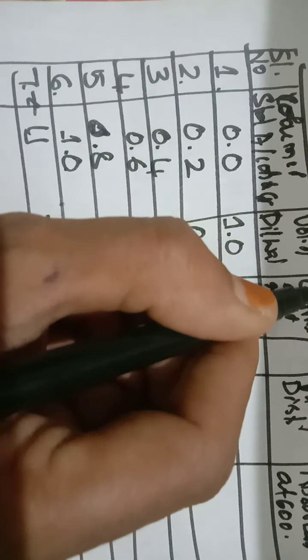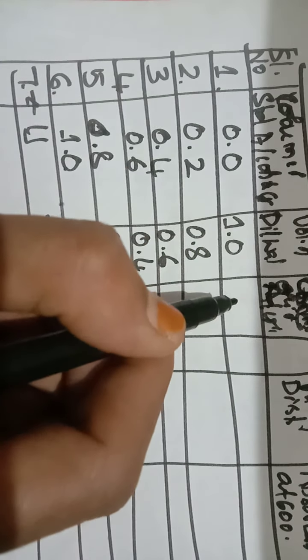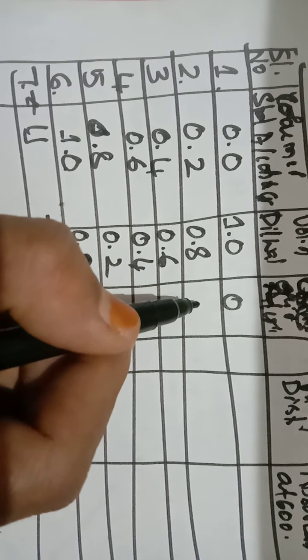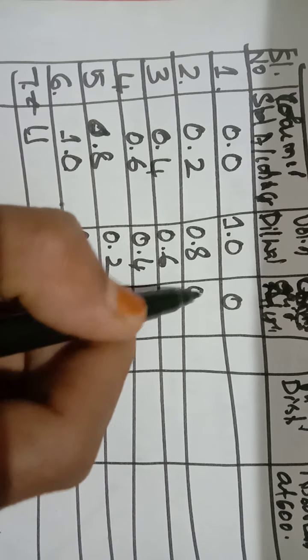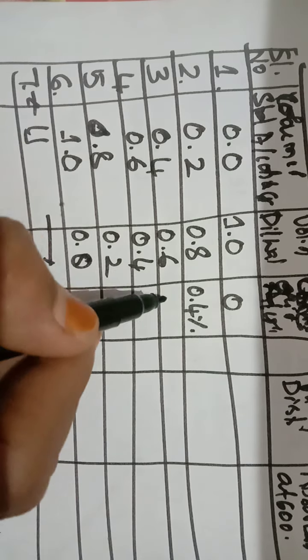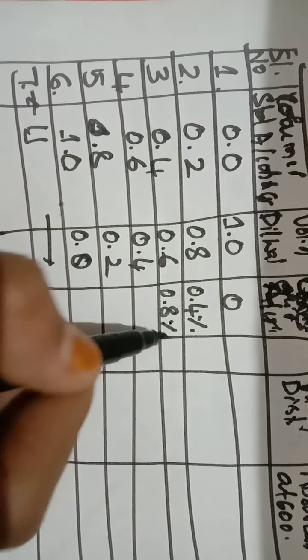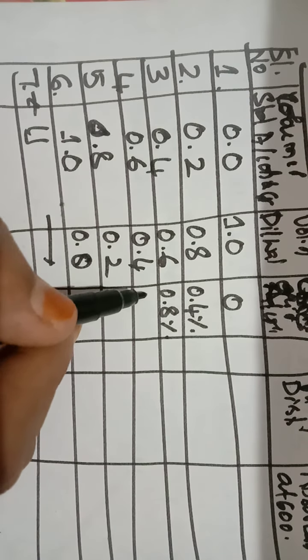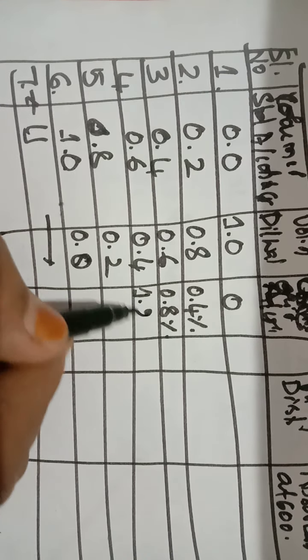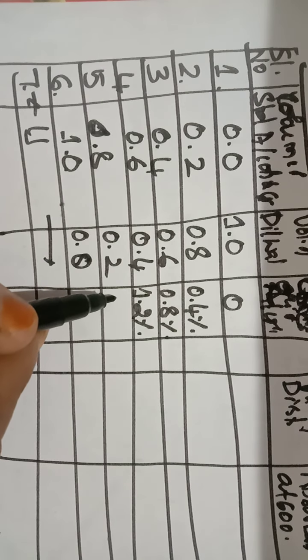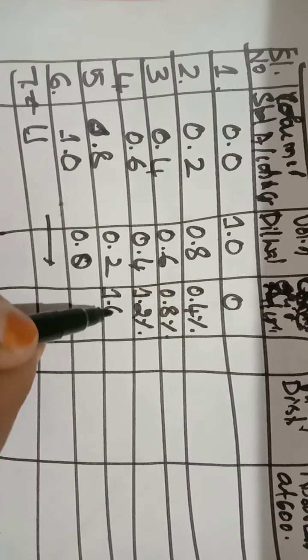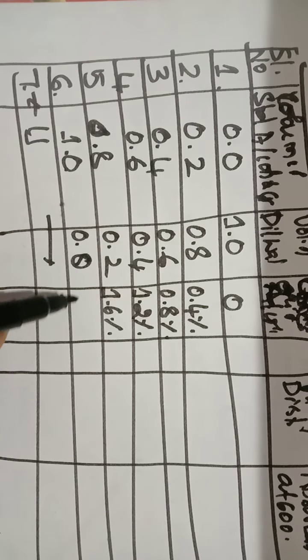So here we have missed one more column. What do we have to add here? We have to add the concentration of alcohol. Concentration of alcohol in the first tube will be 0, second tube 0.4%, third tube 0.8%, fourth tube 1.2%, fifth tube 1.6%, sixth tube 2%. Unknown, we need to calculate.